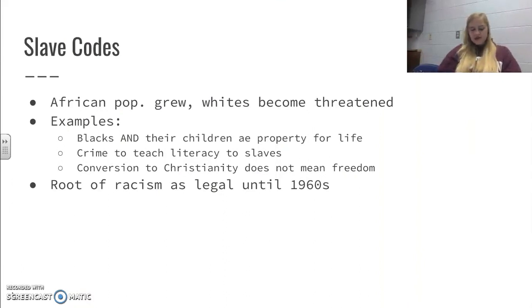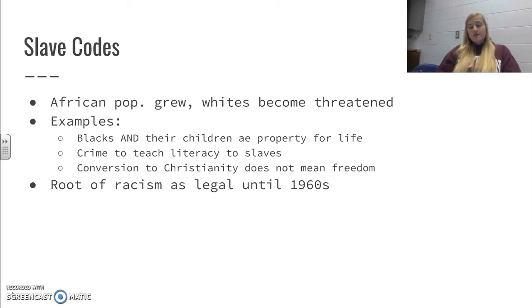Let's discuss slave codes. As Africans grew in number, that threatened the white population, and to enact severe control over them, they passed slave codes. Here are some examples, and we're going to look at some more in class. Blacks and their children were property for life of their white masters. So their children, their children's children, everyone, unless your master sells you or frees you, which was likely not going to happen, you were their property. And if you had children, your children are their property.